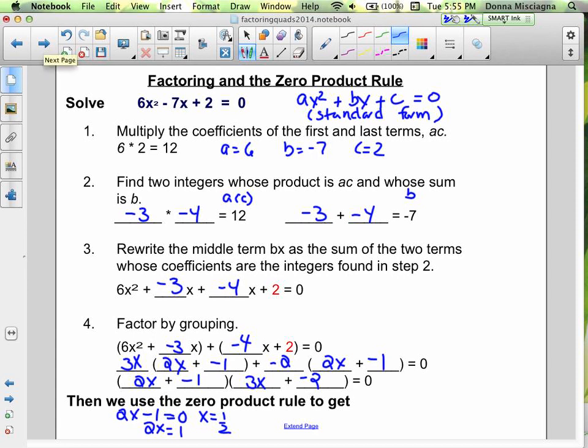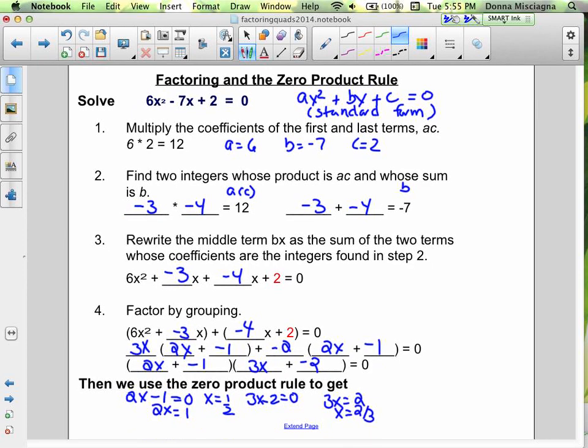And then our second solution, we're just going to set 3x minus 2 equal to 0. All right, so we'd add 2 to both sides. So we'd have 3x is equal to 2, and then we divide both sides by 3. So x would be equal to 2/3.